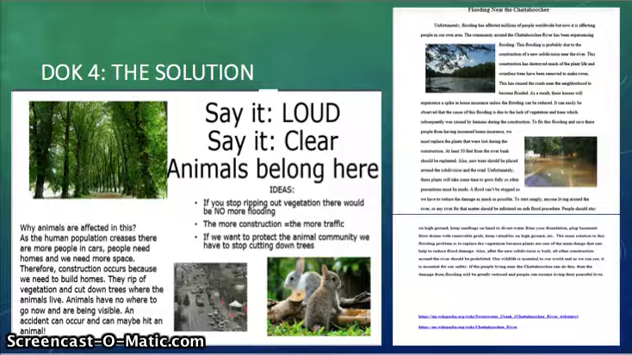This is another example of a DOK4 solution. They not only had to explain the product, but they also had to create solutions to the problem. And this is an example of an article.